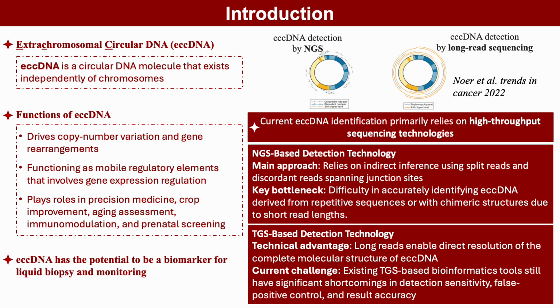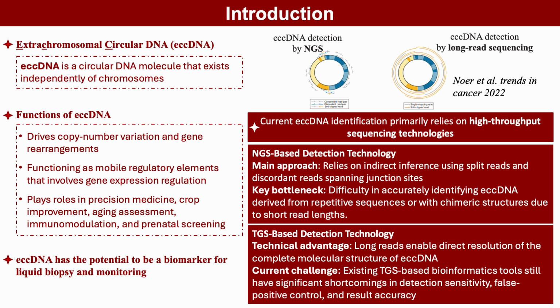eccDNA, or extrachromosomal circular DNA, is a circular DNA molecule that exists independently of chromosomes. It plays a versatile role in pathological or physiological processes, such as in tumorigenesis. Currently, eccDNA detection usually relies on short-read next-generation sequencing (NGS) technology, but it is challenged for identifying eccDNA derived from tandem repeat regions. Recently, long-read third-generation sequencing technique enables direct identification of complete sequences, offering promising opportunities for eccDNA detection.